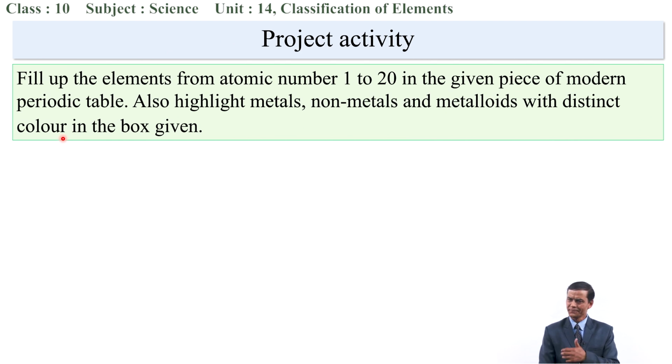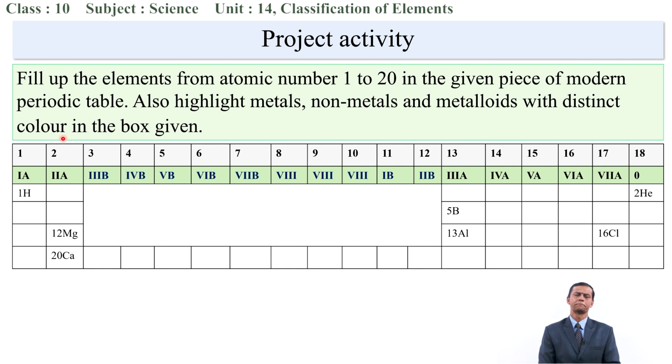Now I am providing a box. Let's see. Yes, some of the elements are filled here. Look at here. Here hydrogen is filled, magnesium, calcium are filled. The remaining elements you have to fill here, isn't it? What are the elements there? Yes, there is boron, aluminum. After that, what will happen? And in group 4A, you have to fill totally. Group 5A, 6A, and 7A remaining, and 0 group. These elements you have to fill.